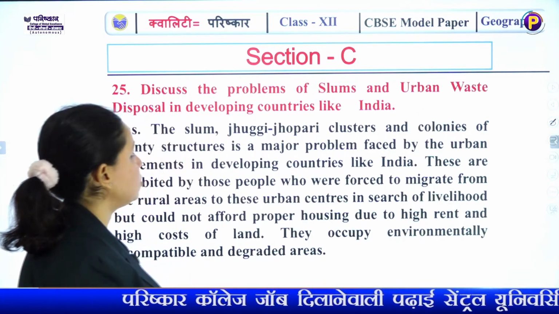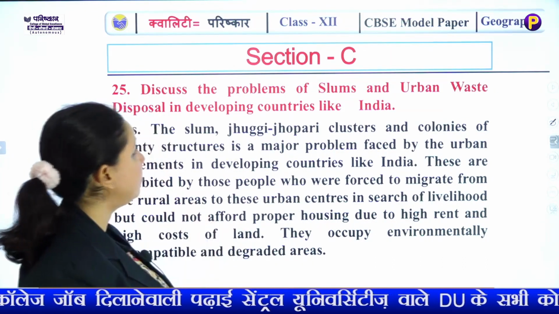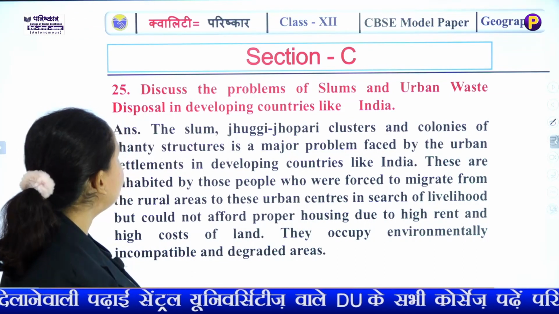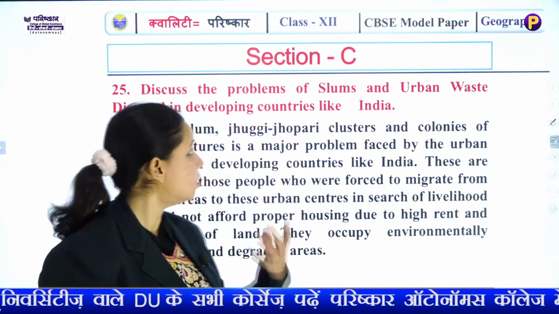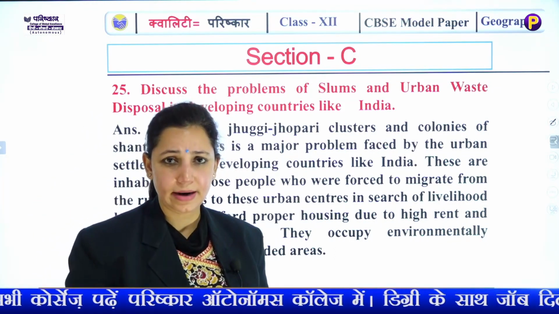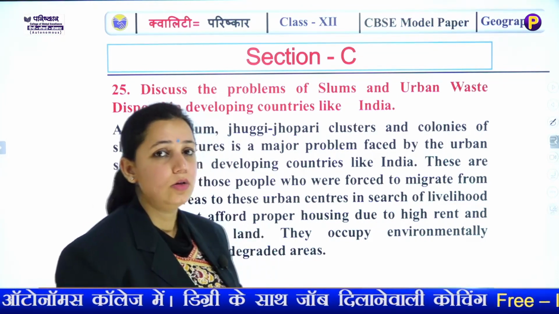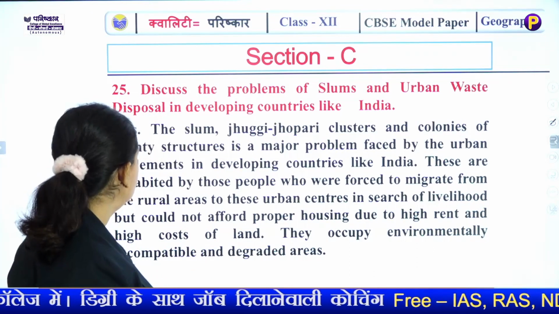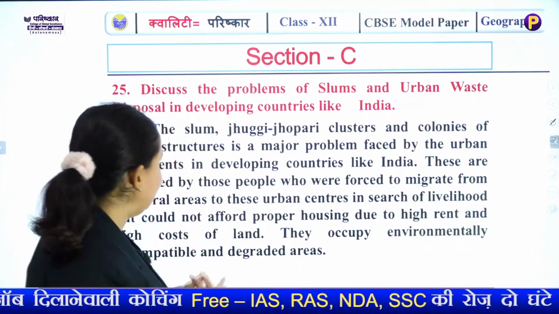Now our next question talks about the problem of slums and urban waste disposal in developing countries like India. This is also an elaborative question, a practical question that deals with your current scenario. So you can write this answer in points also for better marks.